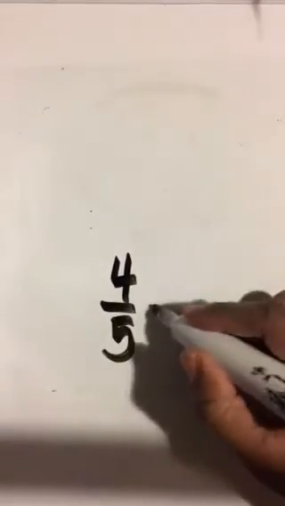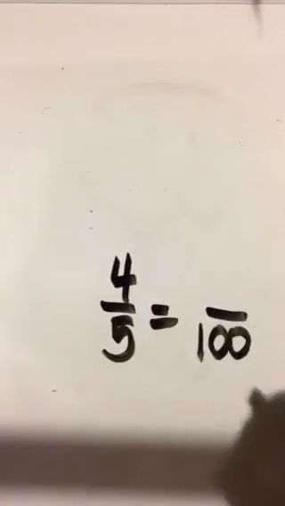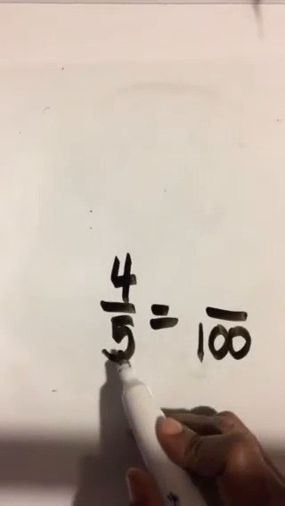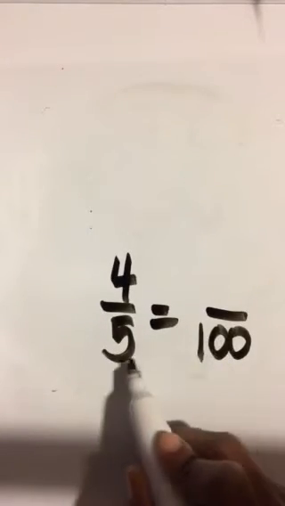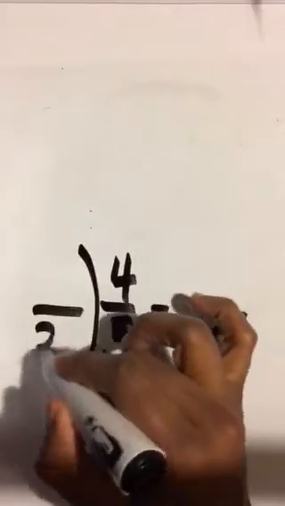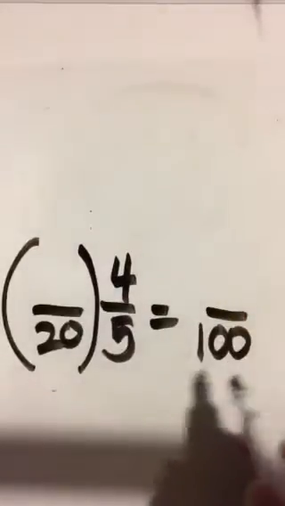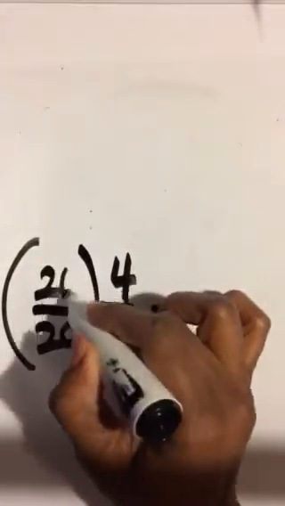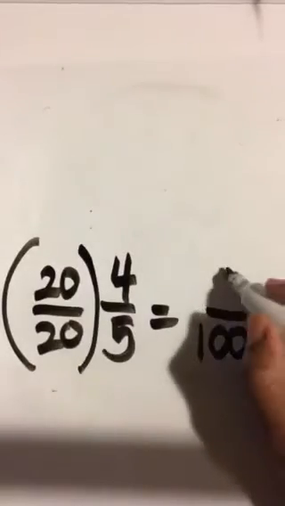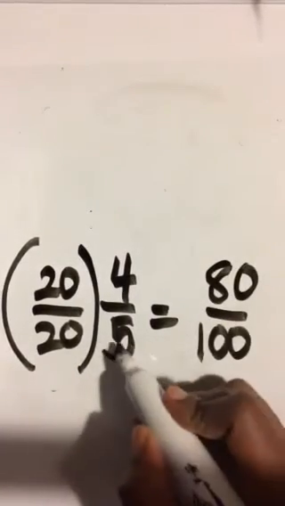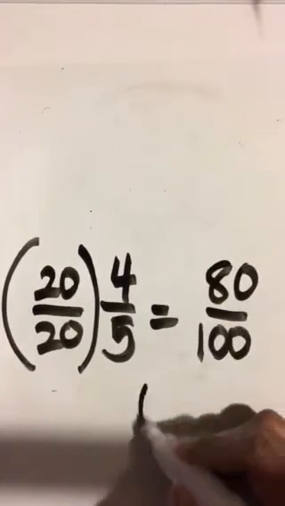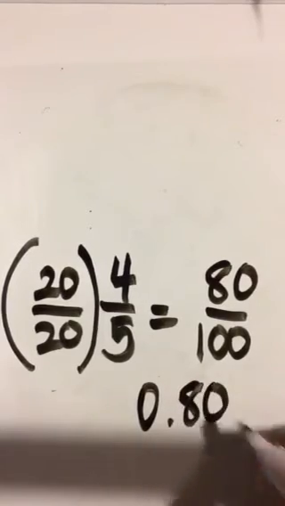4/5. Set it equal to 100. What do 5 and 100 have to do with each other? Well, 5 goes into 100 20 times. Whatever I do to the denominator, I have to do to the numerator. 20 times 4 is 80. So 4/5 is equivalent to 80 hundredths. Say the fraction, write the decimal.